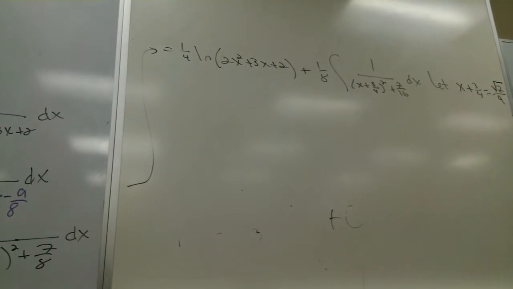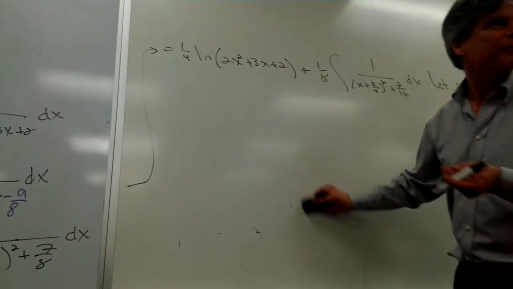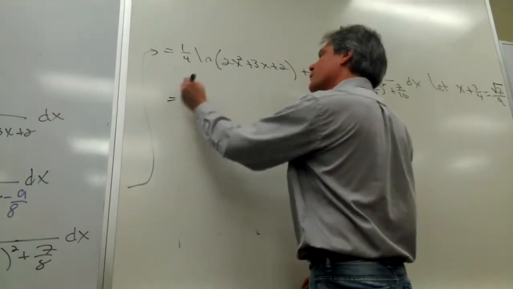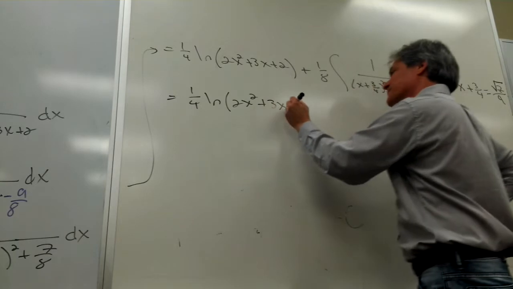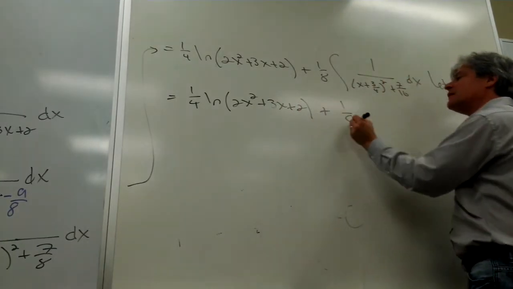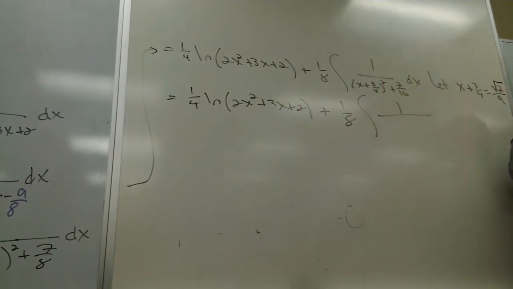Are you guys okay with that? It's just a quick and easy tangent substitution. If you think I'm running amok, if you don't think this is going to help, then let's commit to the substitution and see if I get an integrand that looks beautiful. I get a 1/4 natural log of stuff, plus my 1/8 times the integral of 1 over. Okay, I'll slow down.